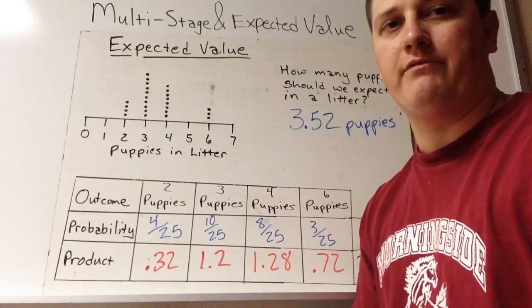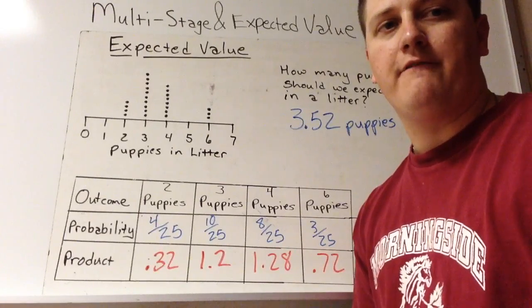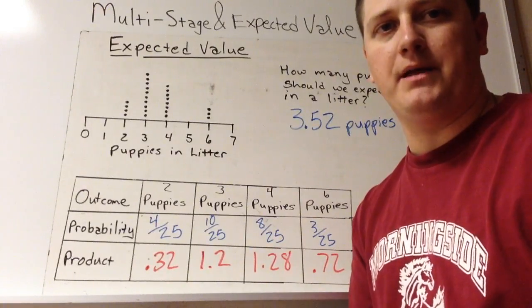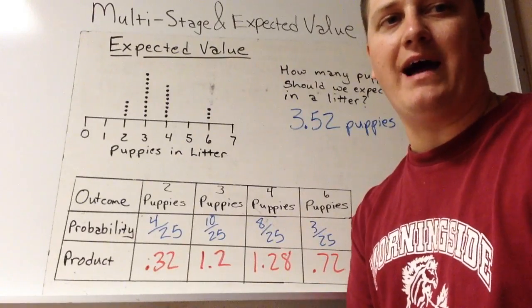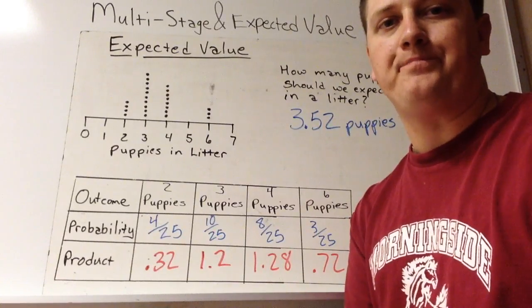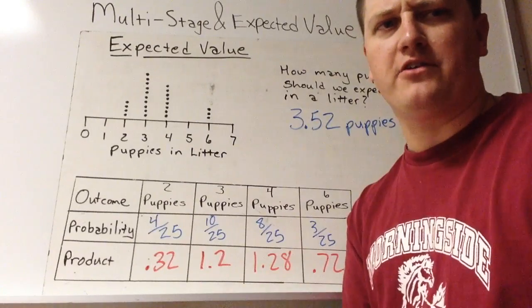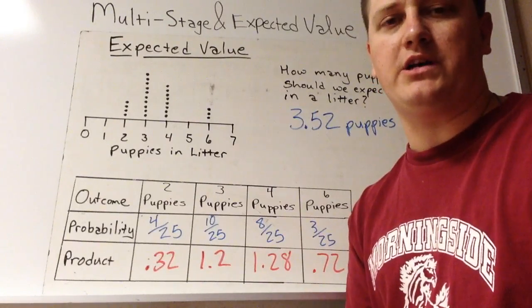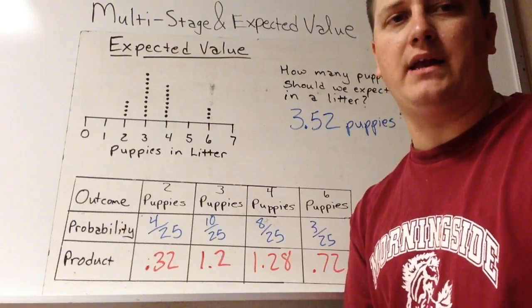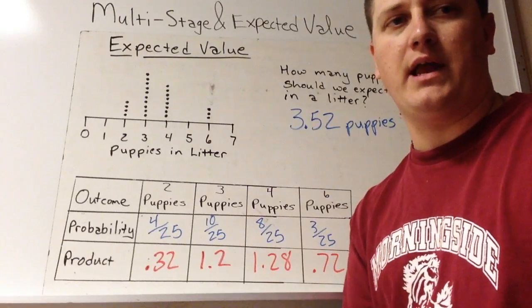Alright, in this video we've learned how to find multi-stage event probabilities and find the expected value of an outcome. If there's any part of this that you didn't get or you need to watch again, make sure you pause, rewind, and rewatch, and bring any questions to class.